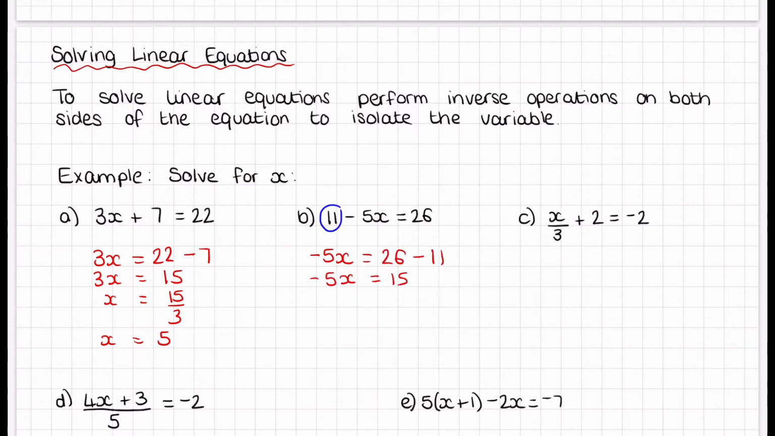And we have minus 5x equals 15, so we have minus 5 times x. To get rid of times minus 5, we have to divide by minus 5. So our x will equal negative 3.